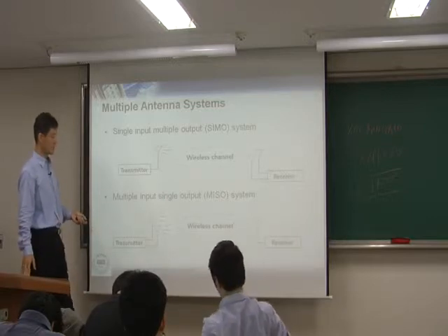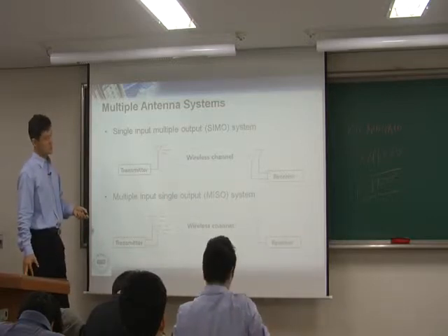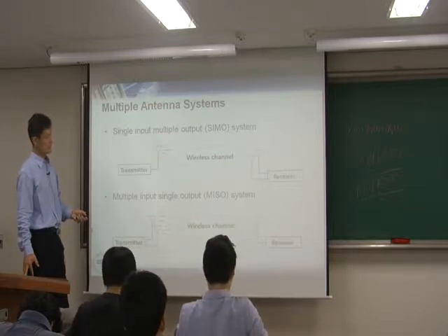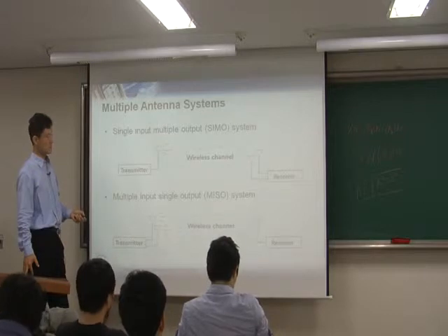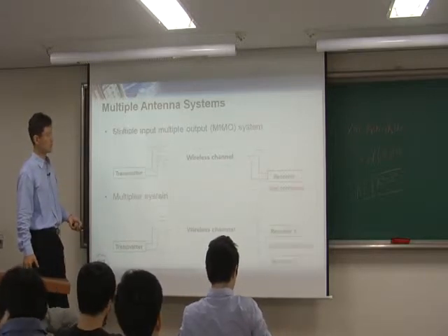You can do it the other way. You have multiple antennas at the transmitter and a single antenna at the receiver. Okay, in that case, that's a multiple input, single output, right? That's also possible.